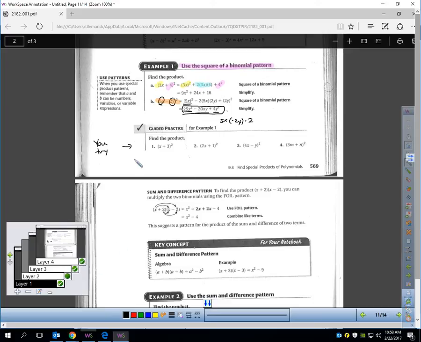Pause the video. Let's have you try with those shortcuts to find the product of these binomials squared. Let's start with that.